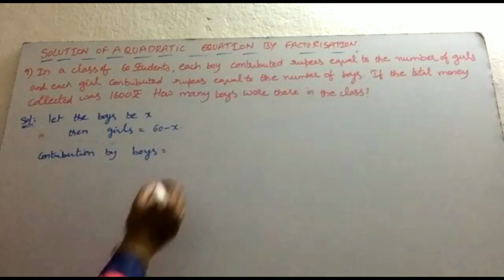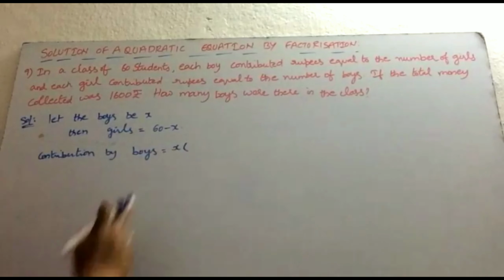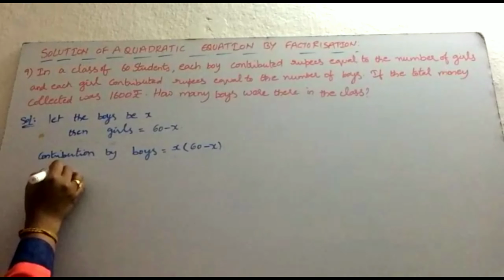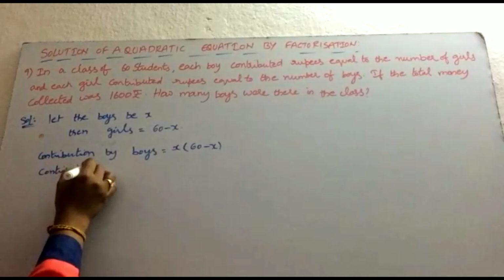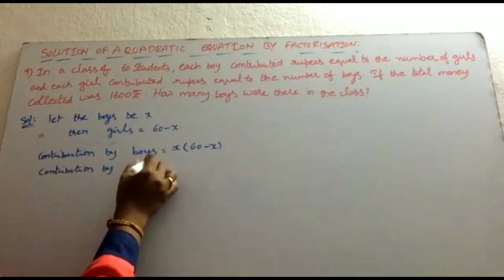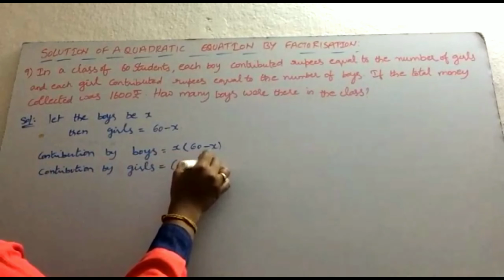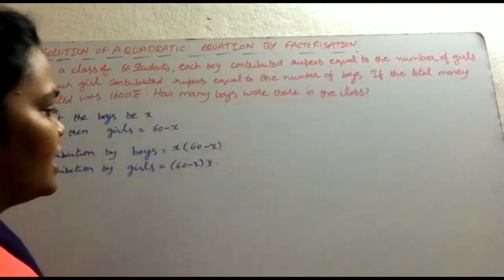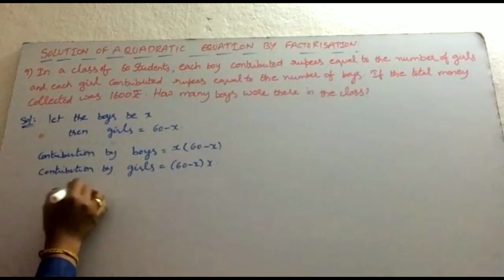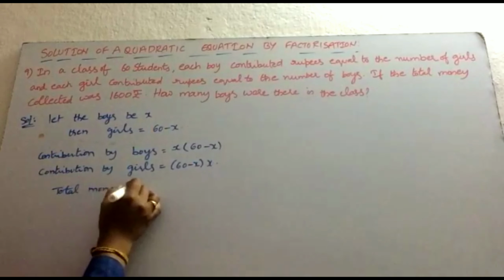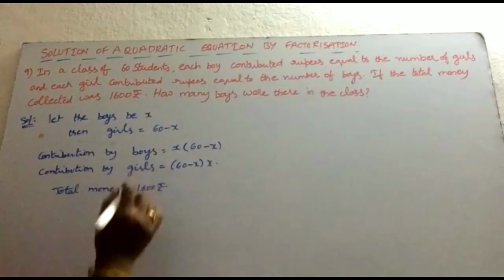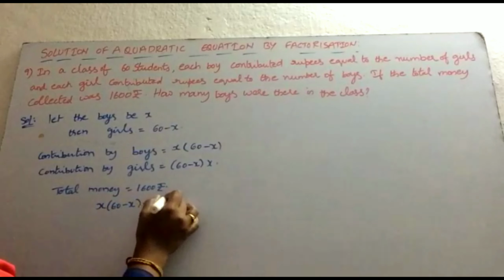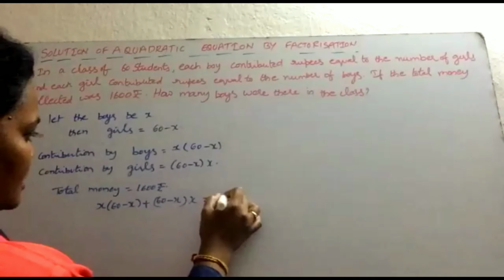Contribution by boys, x into number of girls, 60 minus x. Similarly, contribution by girls, 60 minus x into x. So if the total money collected was 1600, then x into 60 minus x plus 60 minus x into x equal to 1600.